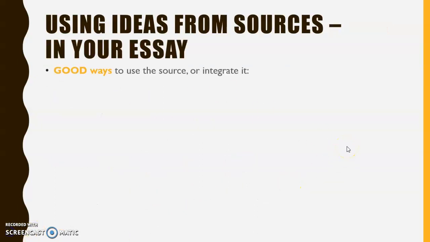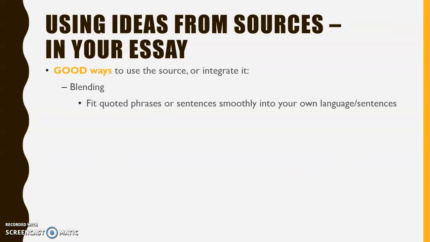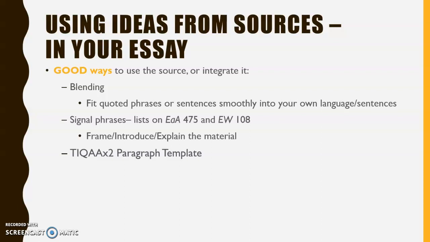So when we quote, there are two good ways that I want you guys to learn to do so. And the first way is called blending. And that's where we take part of the source, the sentence itself, and put it into a sentence that is partially our own. And I'll look at some examples of these here in a moment. The second way is to use signal phrases. And there are lists in both of the books. And this is where we use a tag or a verb to explain our material. And again, I'll look at some examples here in a moment.